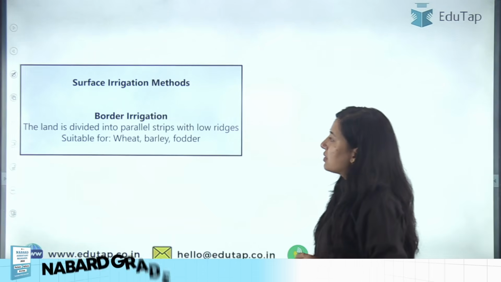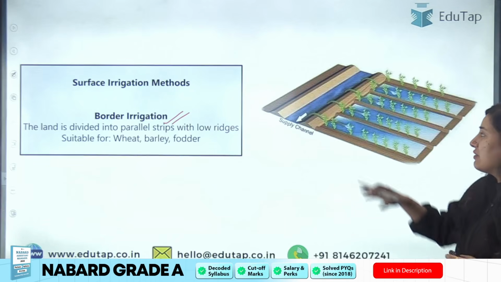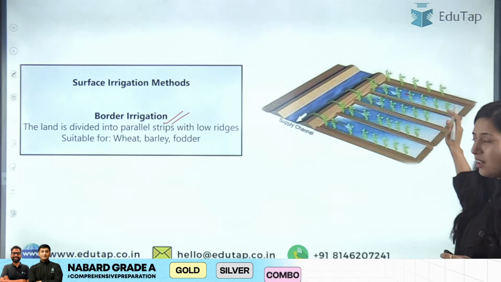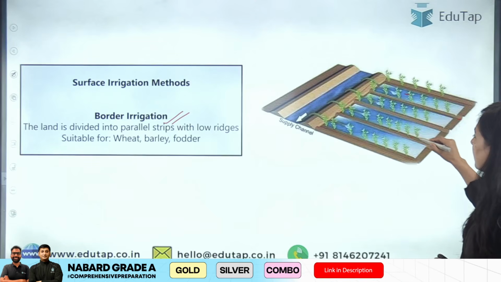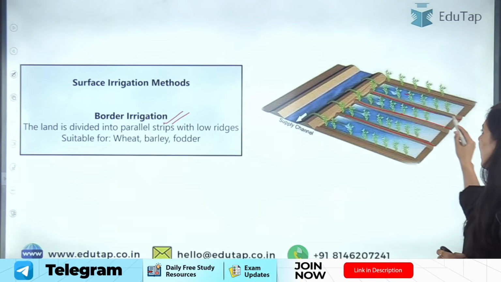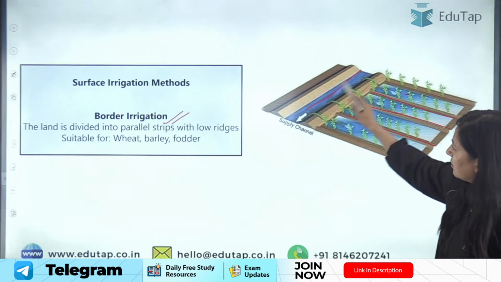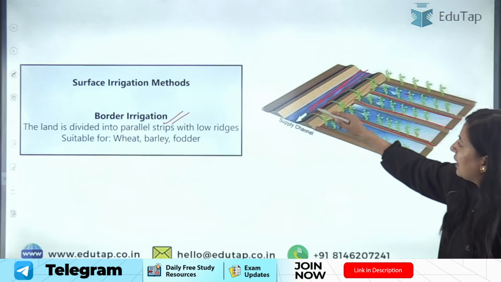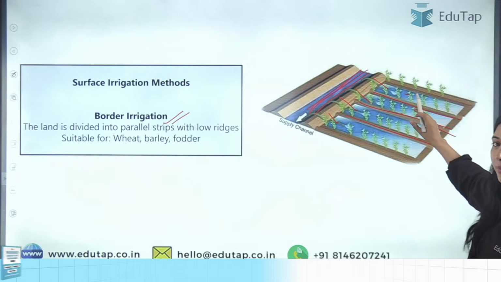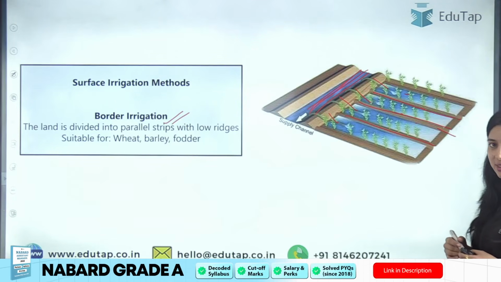Now next we have is border irrigation method. In border irrigation method, the land is divided into long parallel rows. You can see the whole land is divided into long parallel rows separated by these bunds, right? So these rows are made with the help of these bunds, right? And this is the main water channel. From here, the water is entering into these long strips that are formed by these bunds, clear. So this is your border irrigation system.